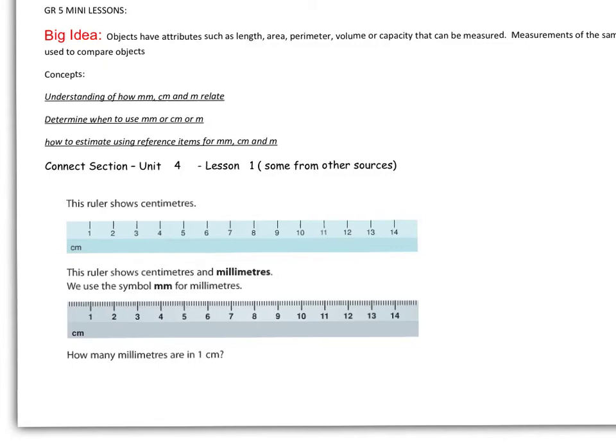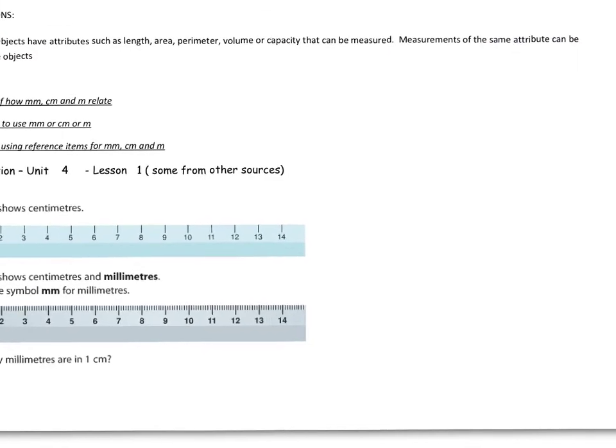All right, grade 5. So we are going to begin our next unit. It has to do with measurement. Our big idea: objects have attributes such as length, area, perimeter, volume, or capacity that can be measured. Measurements of the same attribute can be compared.